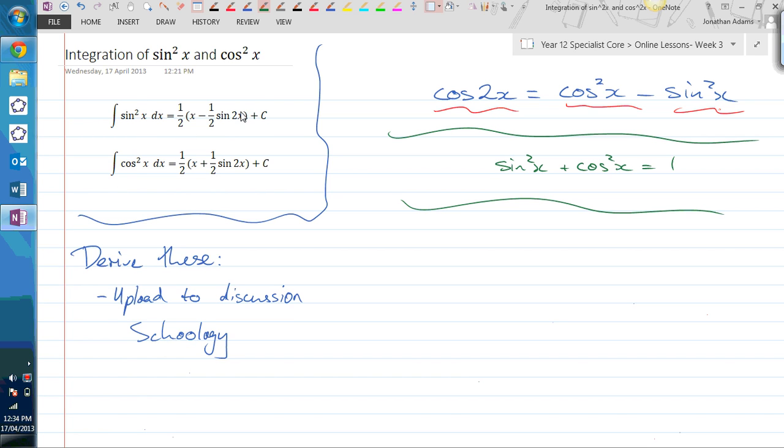Also, even if you can't manage to derive them, you can still use these to complete the exercises that I'm going to set. I'll just be photocopying an exercise from a textbook and uploading that as a PDF for you to access. But that's the work on integration of sine squared and cos squared that I'd like you to do this week.